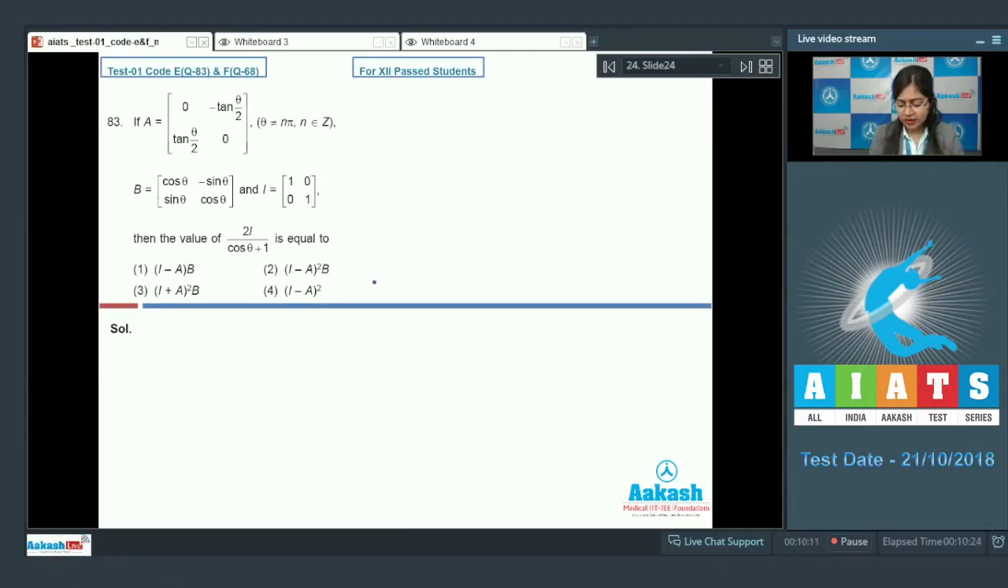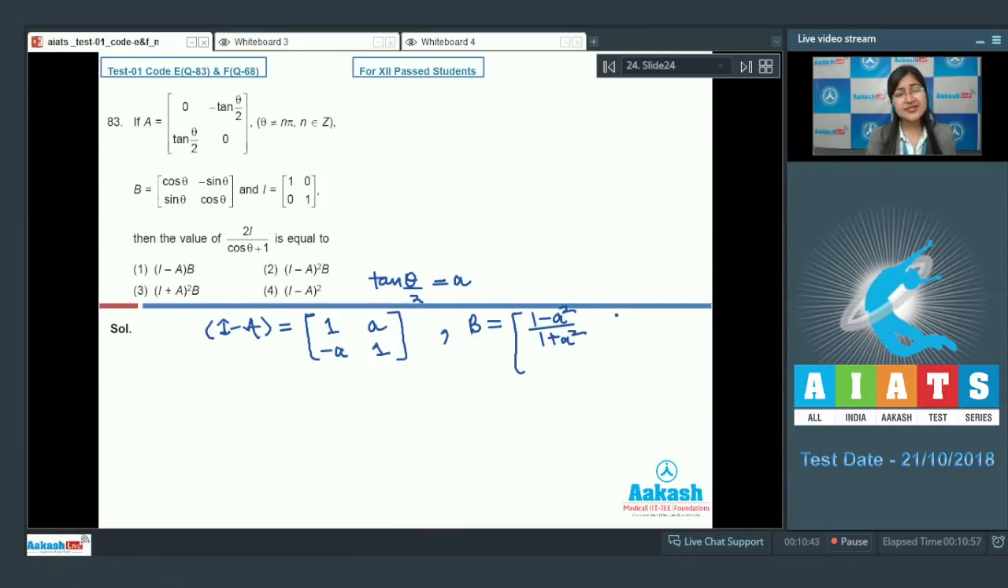Firstly, let's assume the value of tan theta by 2 equal to a. So now we can see that in most of the options I minus A term is given. So let's firstly find I minus A, which will be equal to 1 a minus a 1, right? I minus A will be equal to this. Now B can also be found in terms of a, which will be equal to cos theta can be written equal to 1 minus a square upon 1 plus a square, and minus sin theta can be written equal to minus 2a upon 1 plus a square.